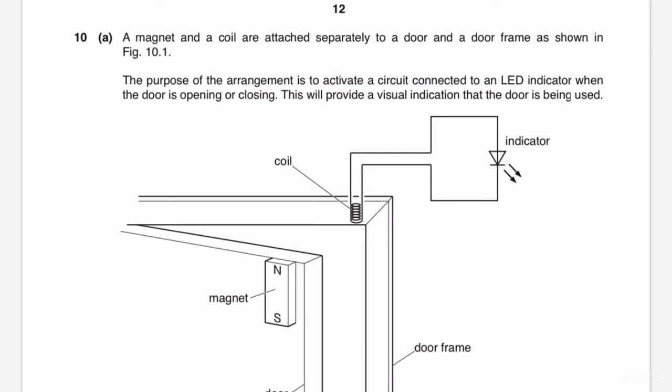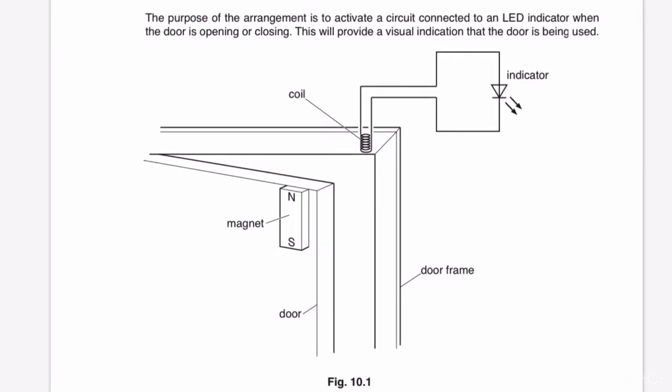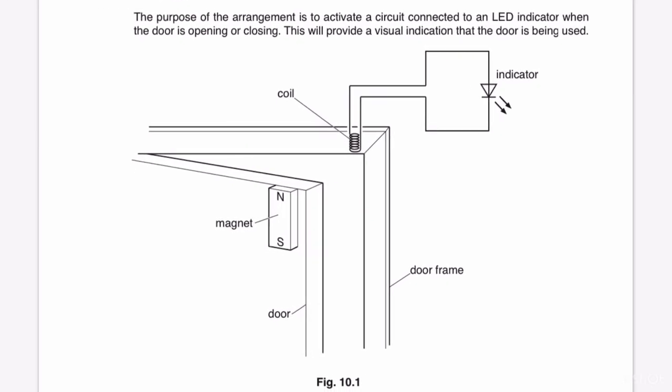A magnet and a coil are attached separately to a door and a door frame as shown in figure 10.1. The purpose of the arrangement is to activate the circuit connected to an LED indicator when the door is opening or closing. This will provide a visual indication that the door is being used. Take it. So, what is happening here? Basically, here is current induction, current produced. Okay? How do we know this? As we see an LED connected here, but it's not really connected to a source of current. However, it's still working. How is that possible?